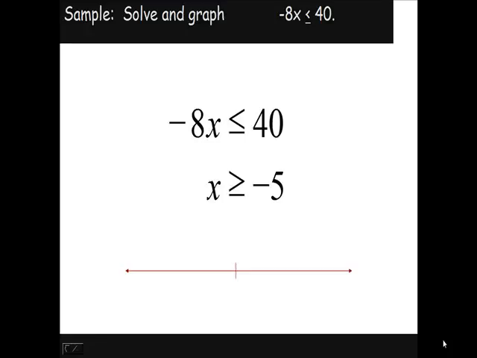I graph this. I'm interested in the point at -5, which will be closed this time because x can be exactly -5. It can be or equal to -5. And numbers that are greater than are always on the right. So we'll graph all the numbers to the right with an arrow.